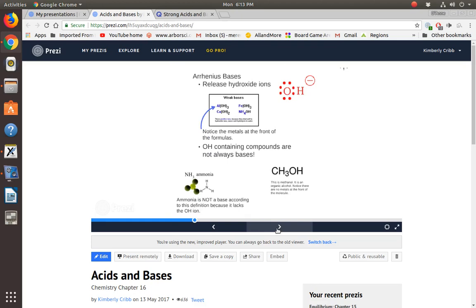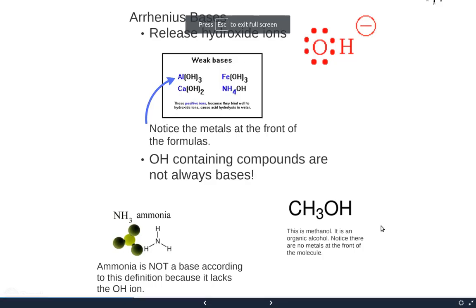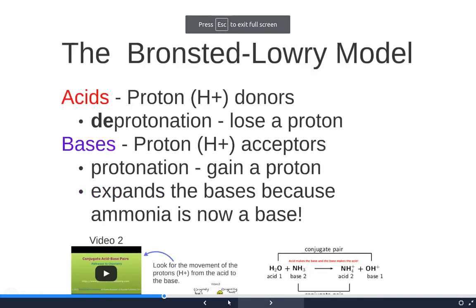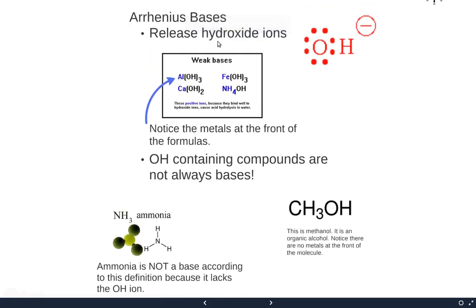Now we're going to talk about Arrhenius bases. An Arrhenius base is something that releases hydroxide ions. The OH ion is the hydroxide ion. That's in your polyatomic ion chart. You need to memorize this ion. OH ion is hydroxide ion.